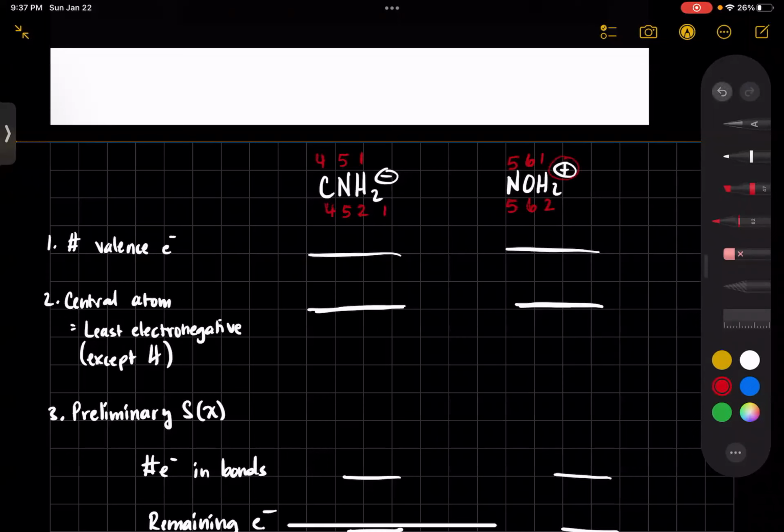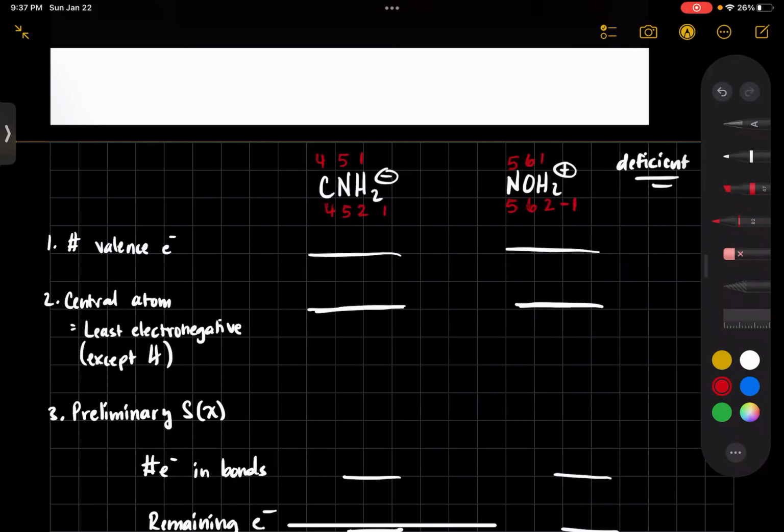What about a plus charge? A plus charge means that this compound is deficient by 1 electron. Deficient just means it's short 1 electron. And so here, for the positive charge, I actually have put a negative 1 down.